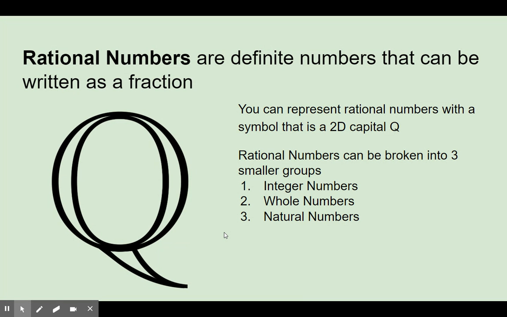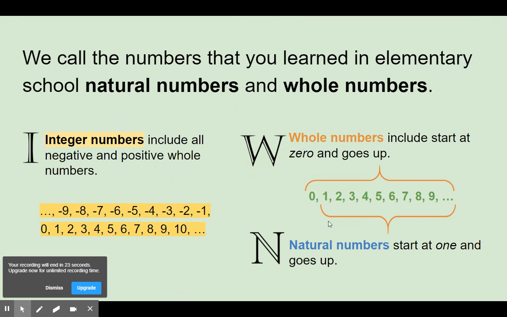Rational numbers, all right, if you look here, they can be broken into 3 smaller groups. All right, we usually call these subsets. So we have integer numbers, we have whole numbers, and then natural numbers. We really just want to focus on integers, but I'm going to go over all of them just so that you guys get a picture of what they all are, all right?